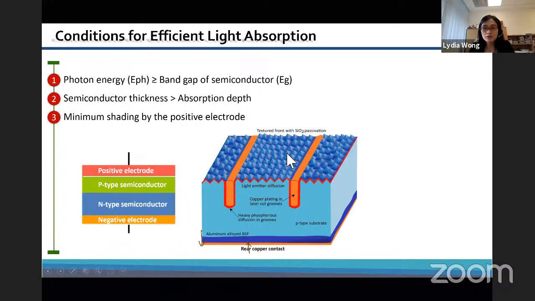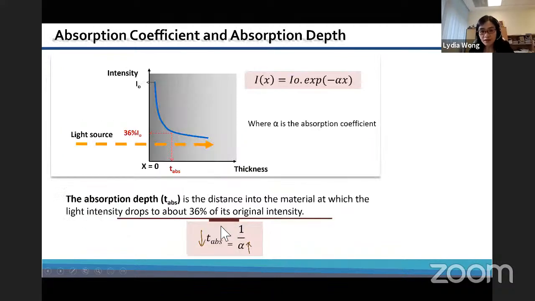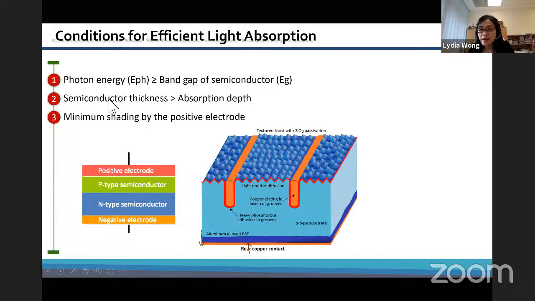Okay, so just to recap what we have learned so far about light absorption. First, the band gap of the semiconductor should be smaller than the photon energy. So the lower the band gap, the better. And then the semiconductor thickness must be higher than the absorption depth, or the absorption thickness. So once you calculate your absorption thickness, then you can determine your semiconductor thickness.